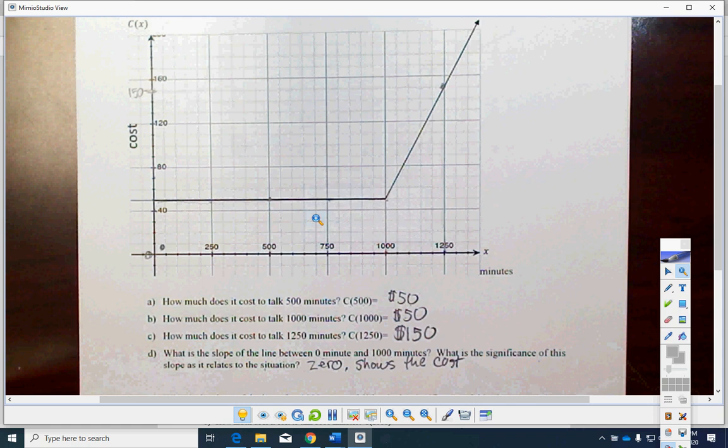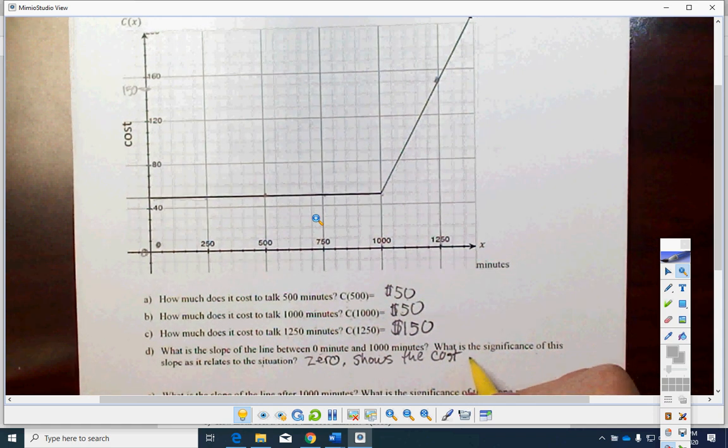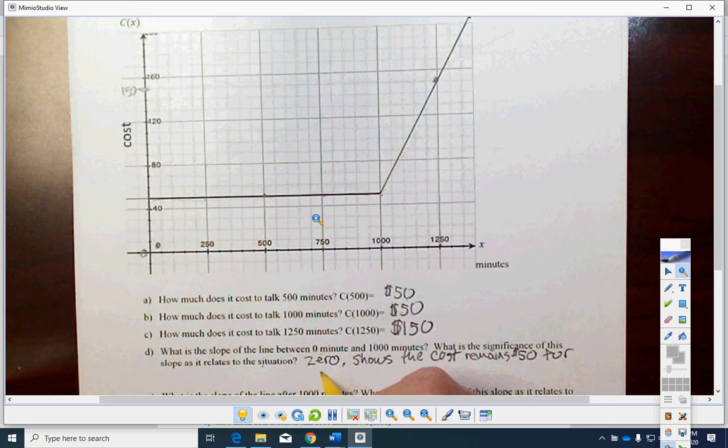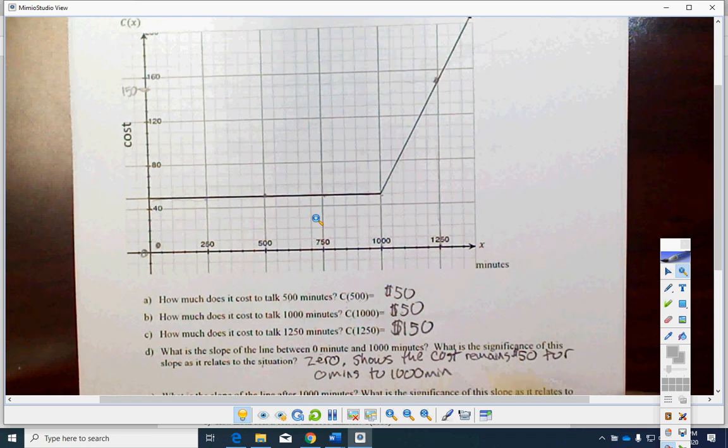Sorry for that. So it shows that the cost remains $50 for 0 minutes to 1,000 minutes. It really shows that there is no change in that rate of change.